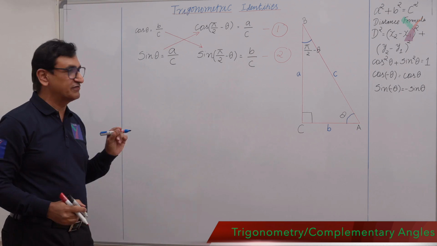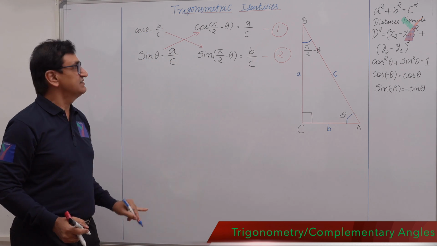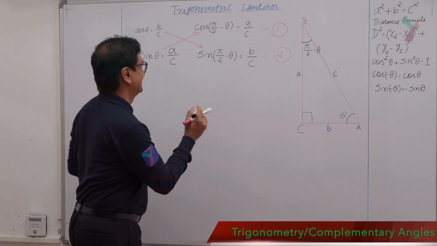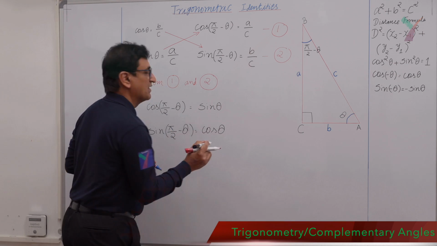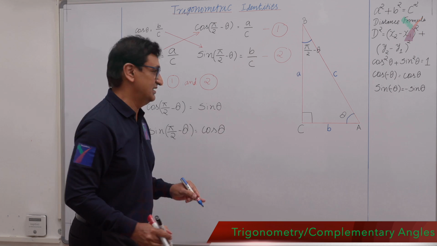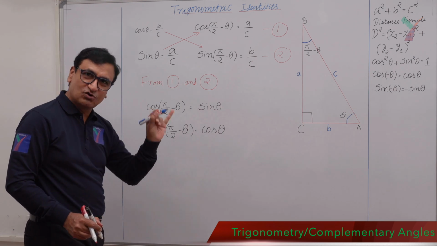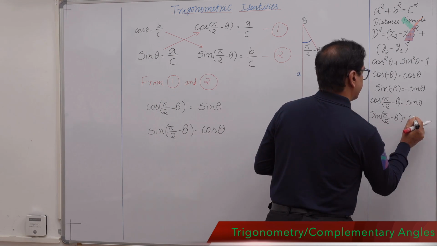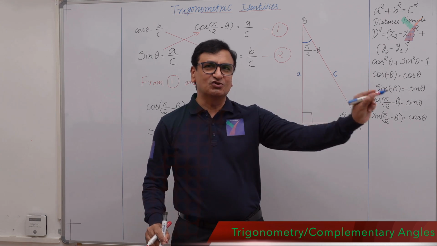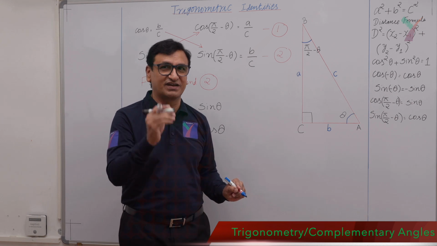Therefore, from 1 and 2, what can we write? Cos pi by 2 minus theta is sin theta, and sin pi by 2 minus theta is cos theta. Very simple, isn't it? So we have the next set of identities, that is the complementary angle formulas. Cos pi by 2 minus theta is sin theta, sin pi by 2 minus theta is cos theta. So this is all I require to prove all the trigonometric identities. This is part 1 of the 3-part series on trigonometric identities.